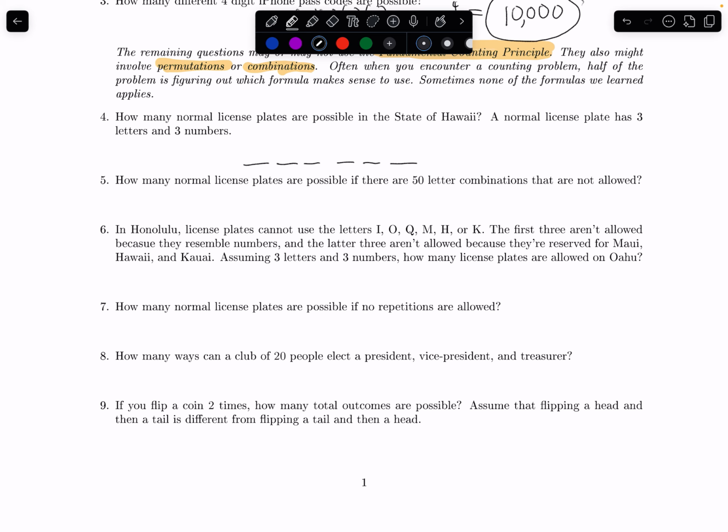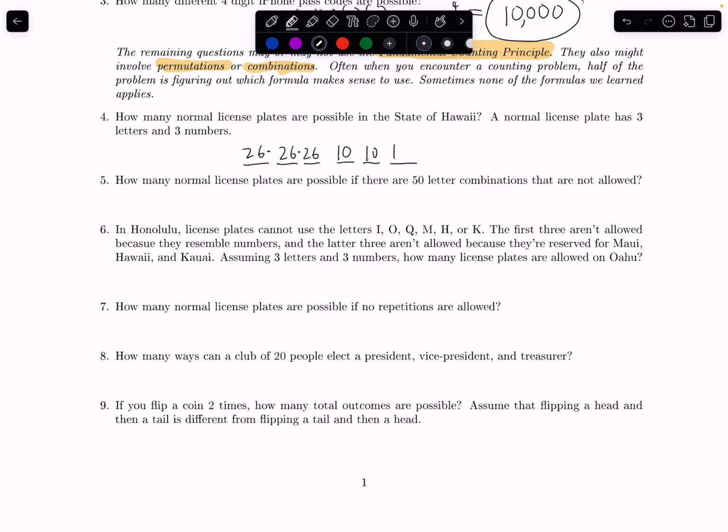How many options for the first letter? Well, there are 26 letters in the alphabet. So 26. Second letter, I can repeat, right? So because I can repeat, it's an FCP question. 26 options again, and then 26 again. And then what about the numbers? Numbers, they're 10 digits, 0 through 9.